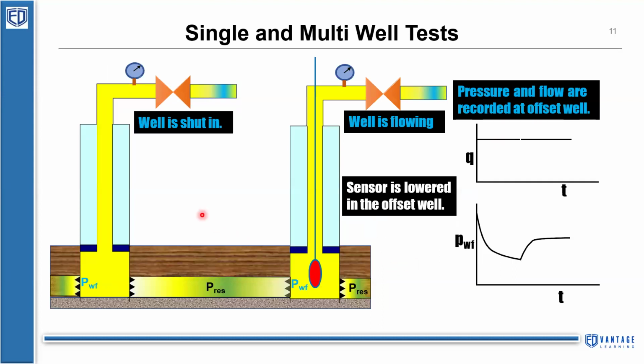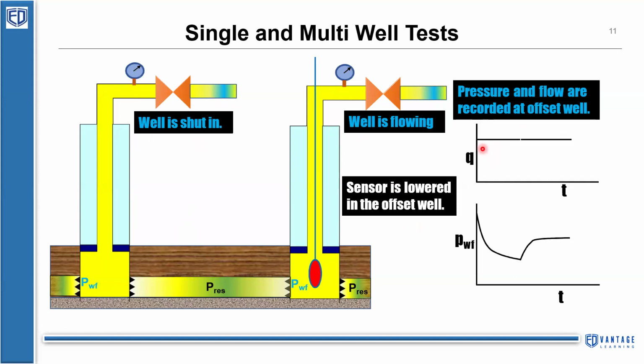Another test is where we shut in a well and we monitor at another well, an offset well. This can also be part of single and multi-well tests. So a single well test is a single drawdown and single build-up test. The multi-well test is the same, but we monitor the pressure response of this well at a well that is at an offset distance. Maybe this is an infill well, that is part of the field development plan. The sensor is lowered in the offset well, and this well is flowing, and that well is shut in. So pressure and flow rate are recorded at the offset well.